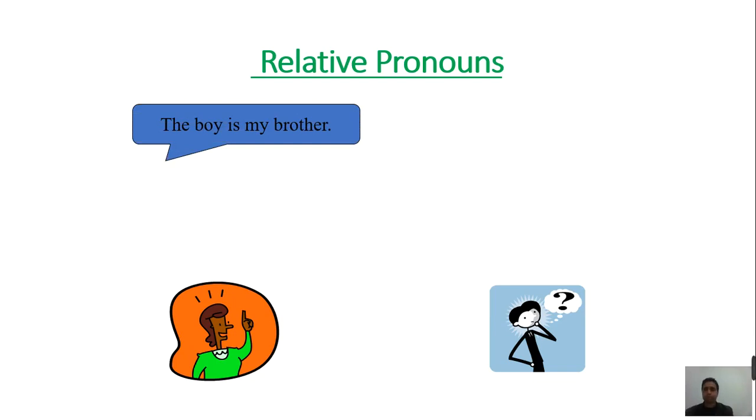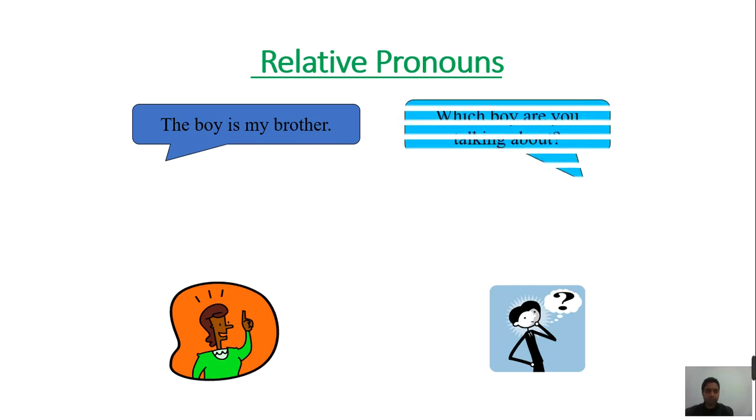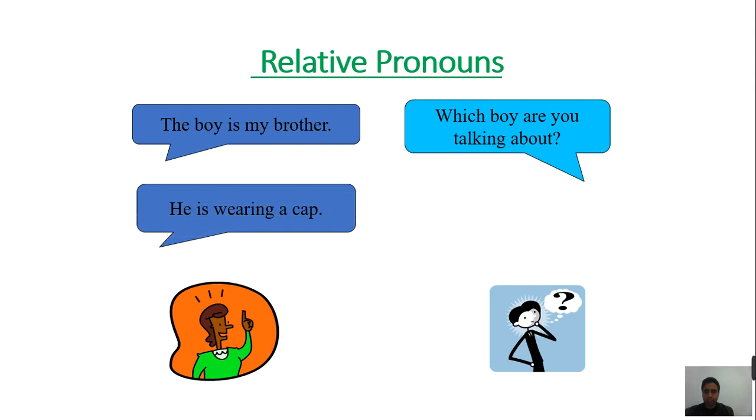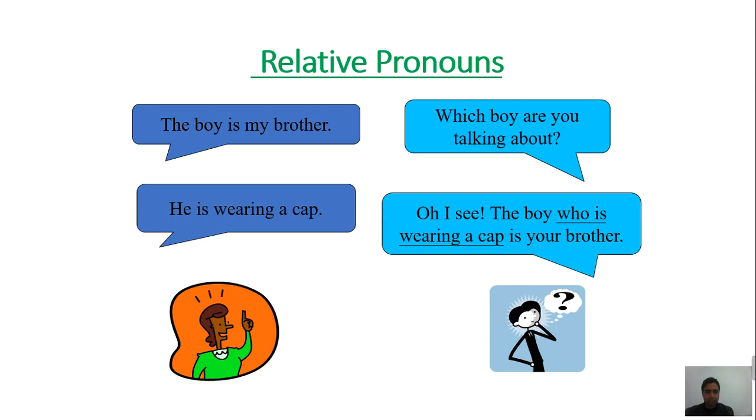The girl said, the boy is my brother. Now the boy asked the question, which boy are you talking about? Now the girl's response is, he is wearing a cap. Now she is giving him information about which boy she is talking about. Now the meaning is clear. Oh, I see. The boy who is wearing a cap is your brother.